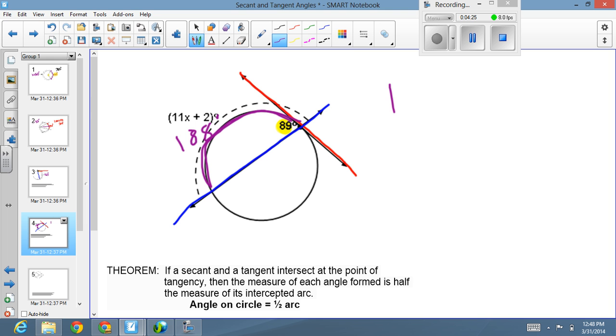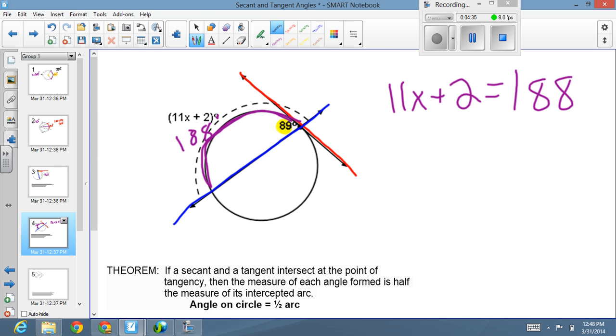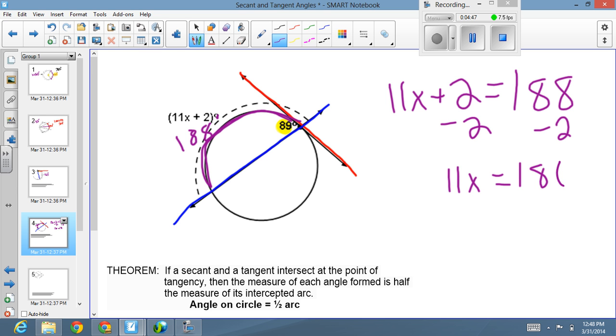So I can take 11x plus 2 and set that equal to 188. Essentially, I'm doubling the angle to equal the arc. So here I would just subtract 2 from both sides. So I have 11x equals 186. Divide both sides by 11.